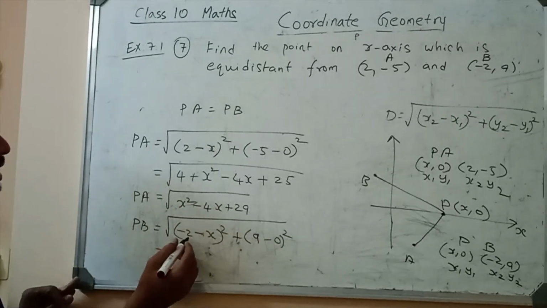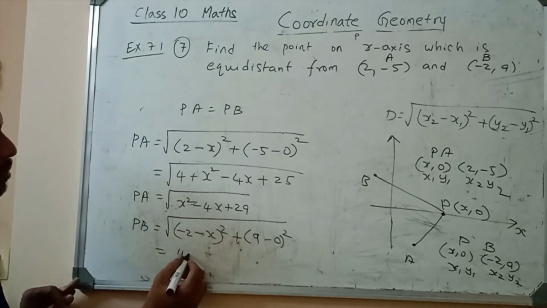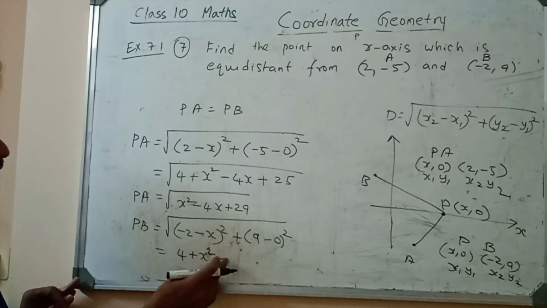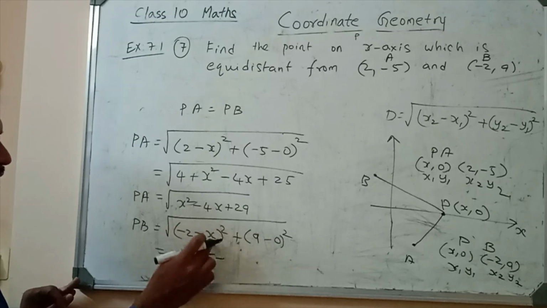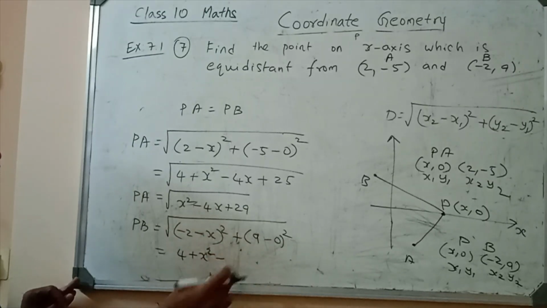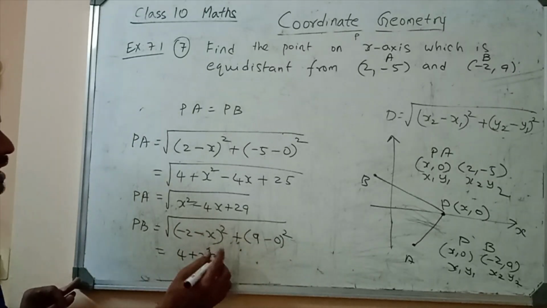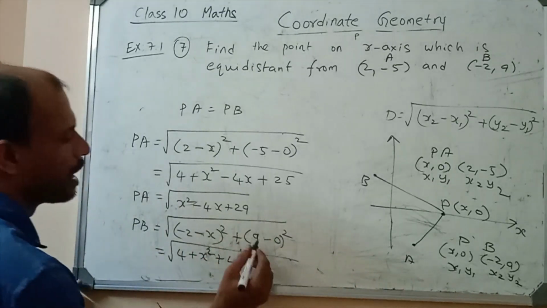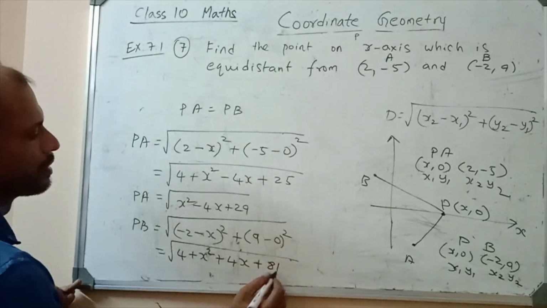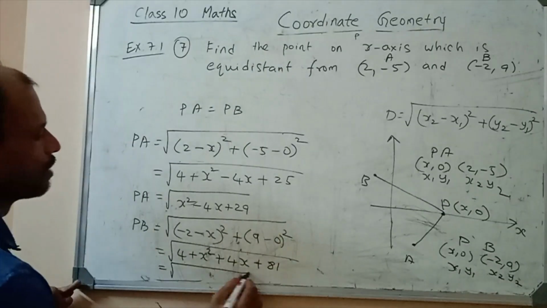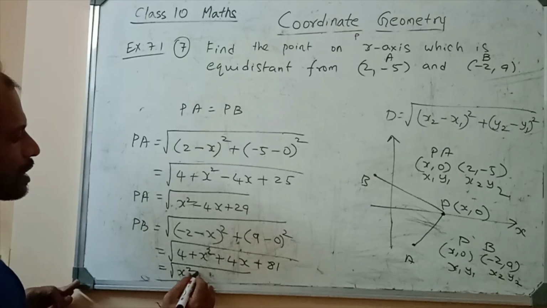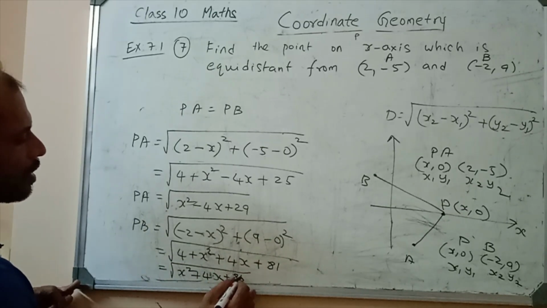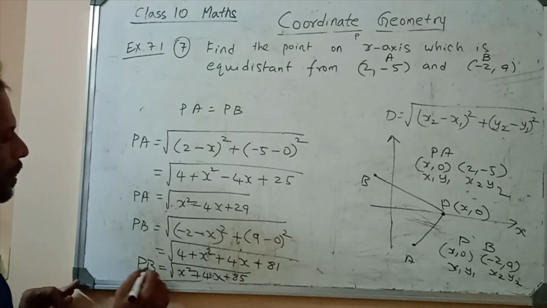Okay, so again it looks like a minus b whole square. So a square, minus 2 square is 4, plus b square, x square, minus 2ab, minus 2 into minus 2 into x, minus 2 into minus 2x. Already minus sign is there, so you have to put 4x. And then here 9 square is 81. Now simplify: x square plus 4x and then 4 plus 81, 85. So this is PB.